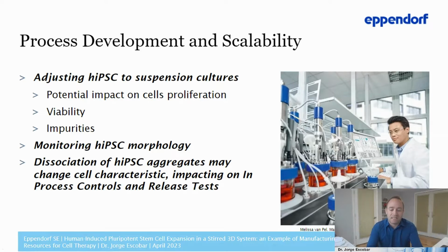In this sense, it's important to track the iPSC morphology and also the aggregate size, because you don't want them to grow really big, since you can get necrotic areas in the core of these aggregates and lose the cells. Also, iPSCs show a lot of spontaneous differentiation, and you don't want that to happen. Also, the final dissociation of the iPSC aggregates is a challenge because it may change the cell characteristics, directly impacting iPSC production.